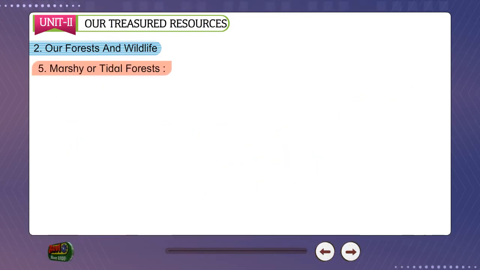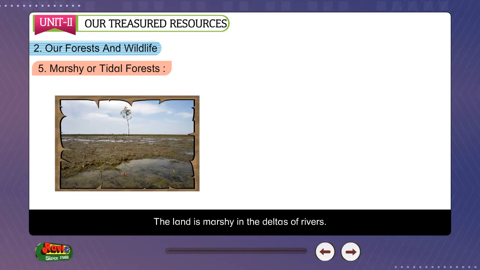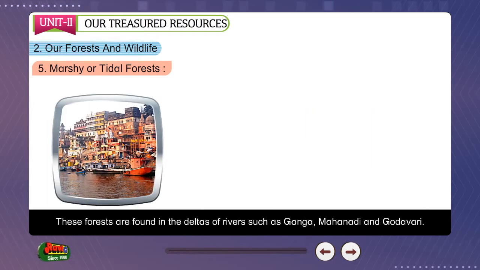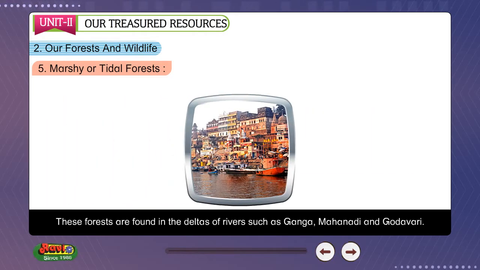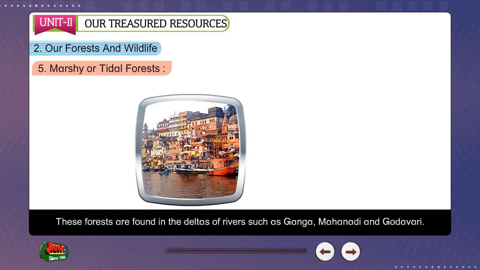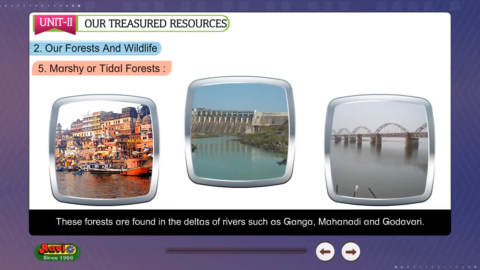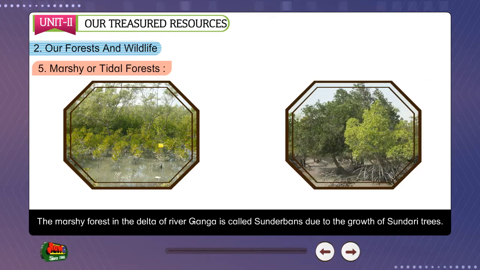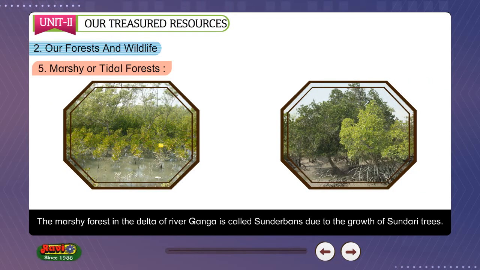5. Marshy or Tidal Forests. The land is marshy in the delta of rivers. These forests are found in the deltas of rivers such as Ganga, Mahanadi, and Godavari. The marshy forest in the delta of river Ganga is called Sundarbans due to the growth of sundari trees.